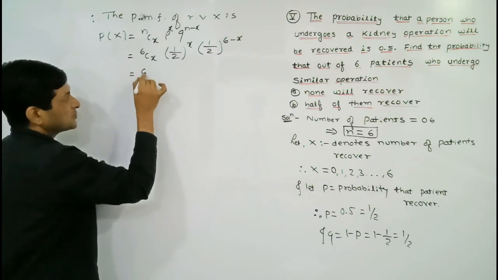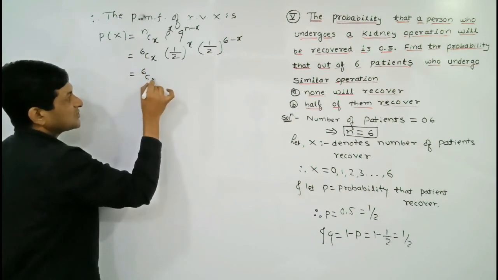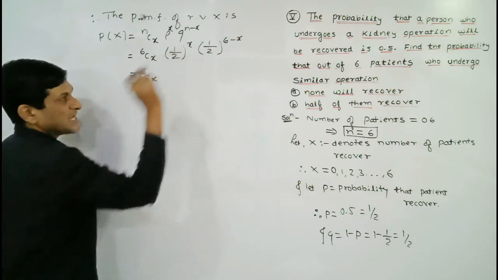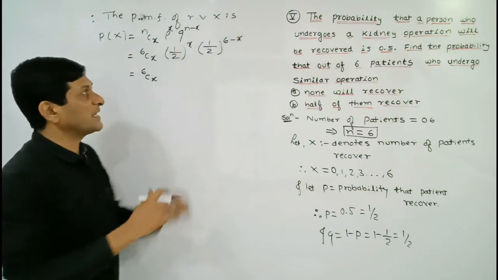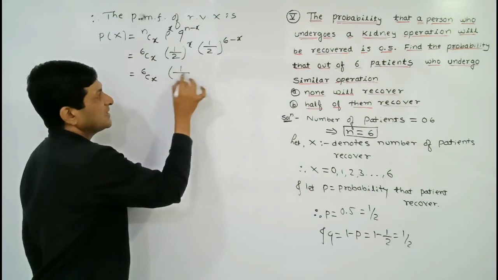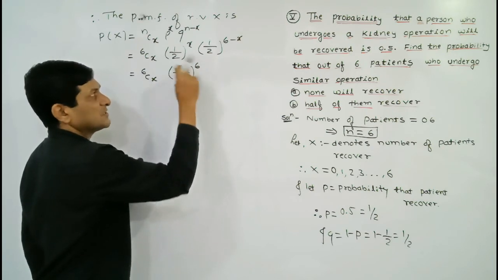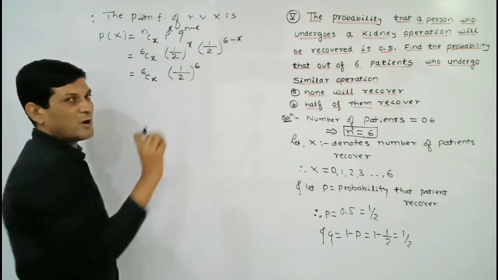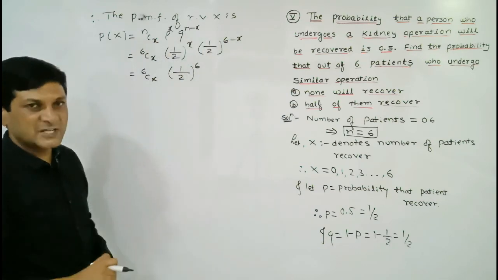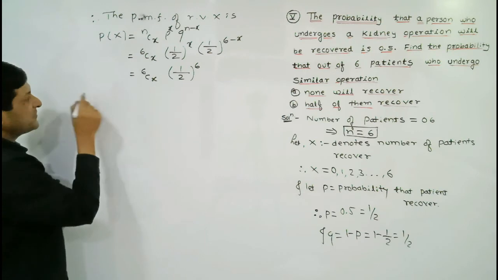So this is equal to 6Cx, keep it as it is. Here the bases are the same, so we add the powers. Here plus x and minus x get cancelled. So what result do we get? (1/2) raised to power 6. We just took the product, and since the bases are the same, we added the powers, using the laws of exponents. So here P(x) is known to us.